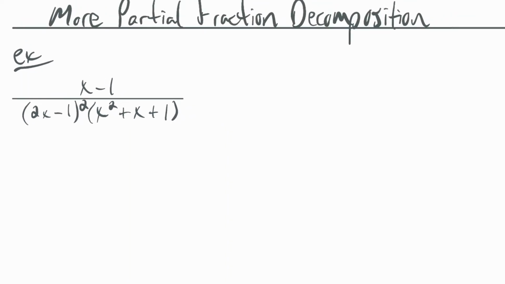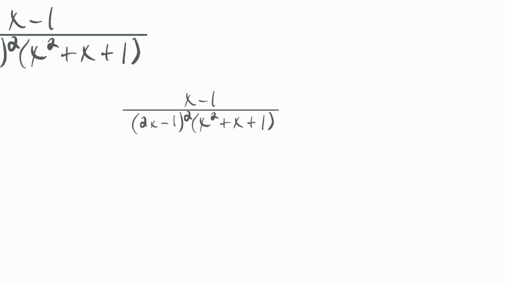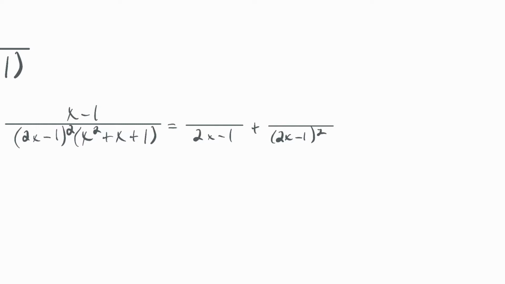So in the decomposition, it's going to go like this. Well, I guess I'll rewrite it here. This example is going to take a lot of steps, so I'm going to write quite a bit smaller so we can fit everything in, and this should work out space-wise. So I'm going to need one term for 2x minus 1 and another term for 2x minus 1 squared. Okay, and then another term for x squared plus x plus 1.